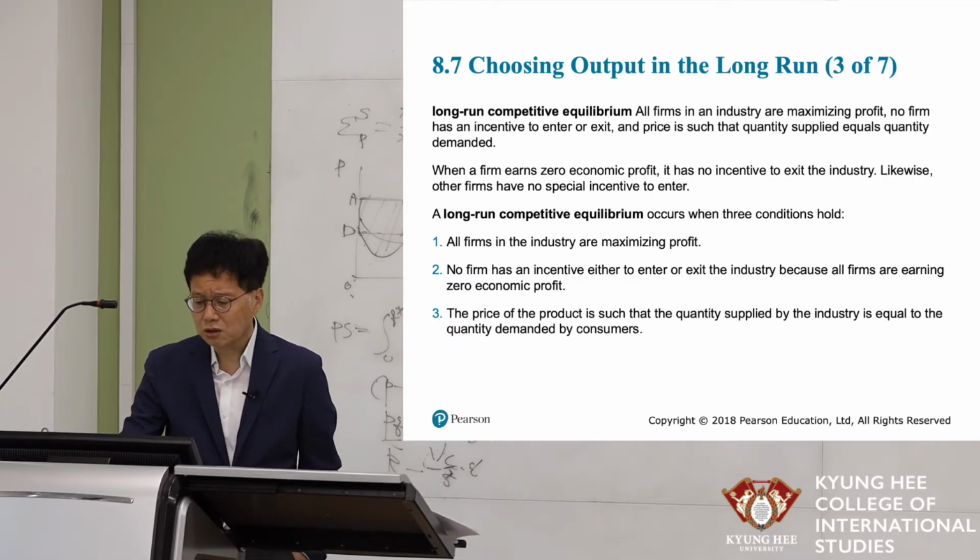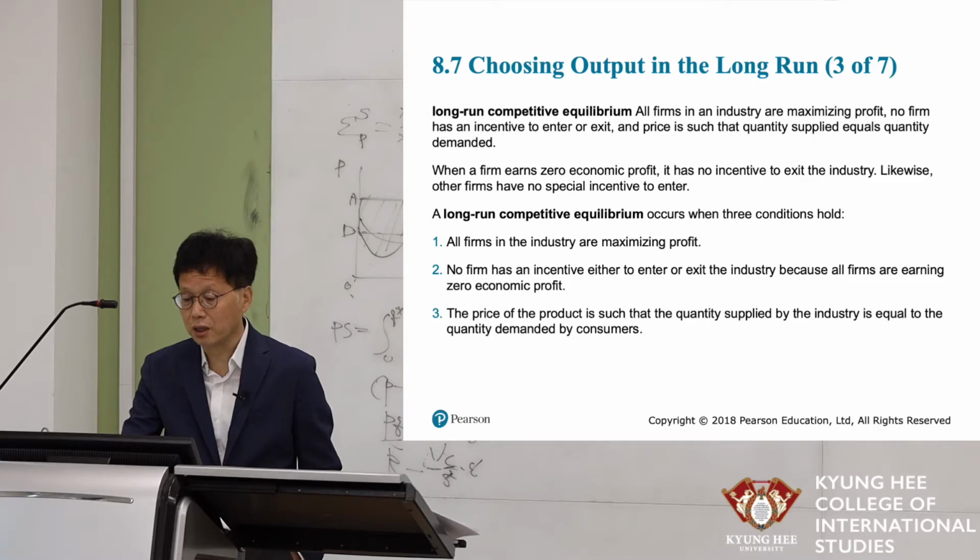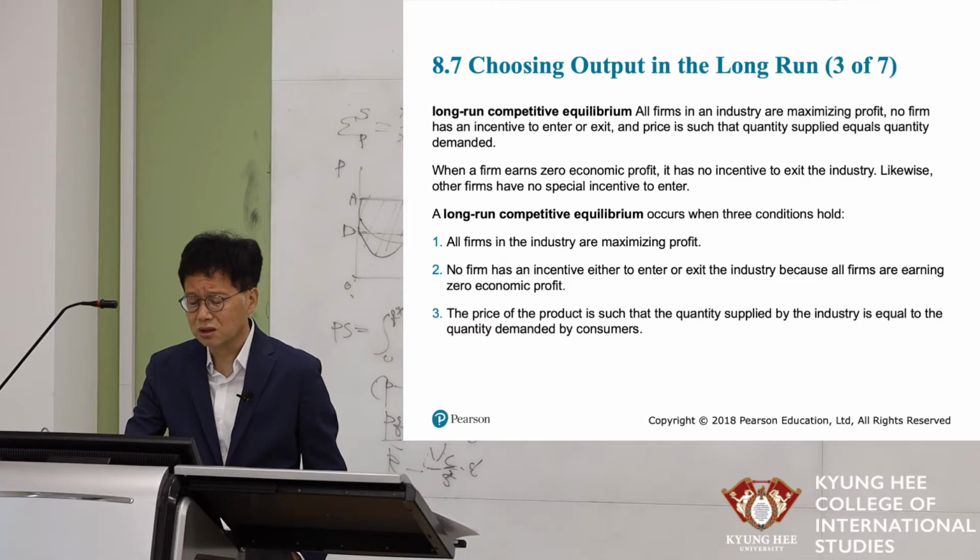Next slide. Long-run competitive equilibrium. All firms in the industry are maximizing profit. No firm has an incentive to enter or exit. And the price is such that quantity supplied equals quantity demanded. Then we said long-run competitive equilibrium: all individual firms maximizing profit, no entry and exit, right? And total supply is equal to quantity demanded. Demand equals supply. I think the second one should be considered more carefully.